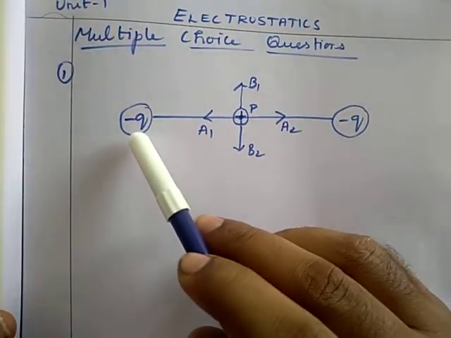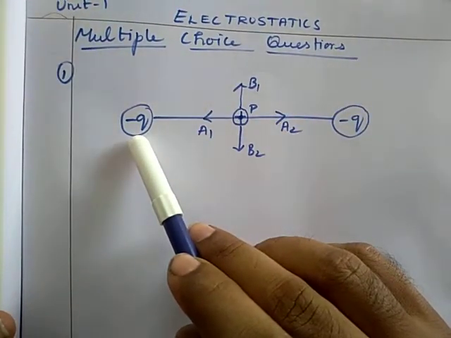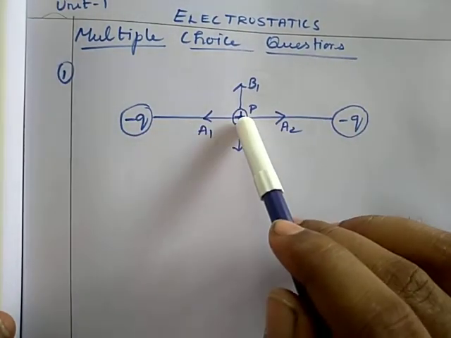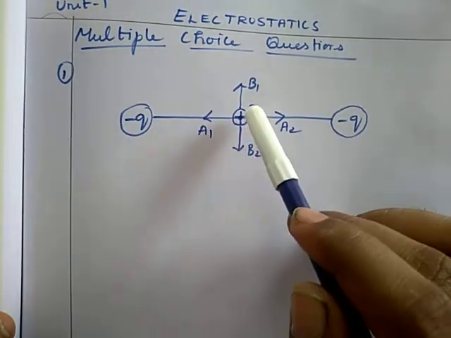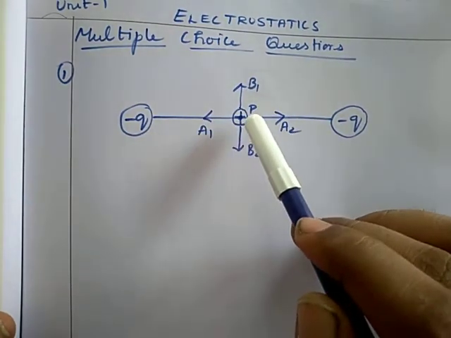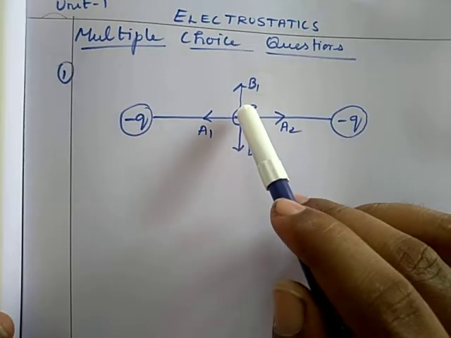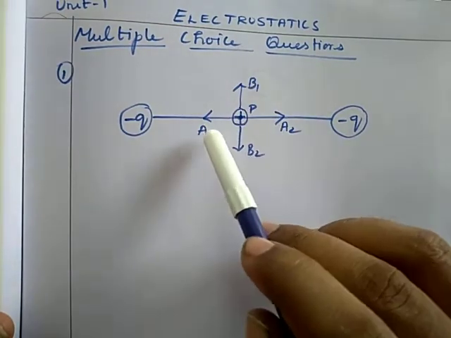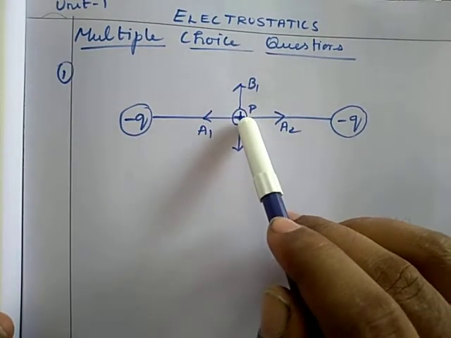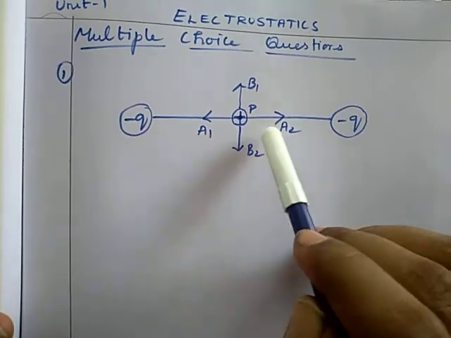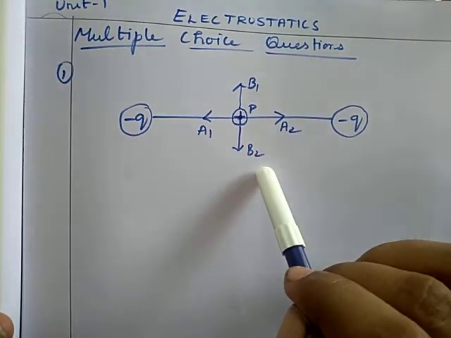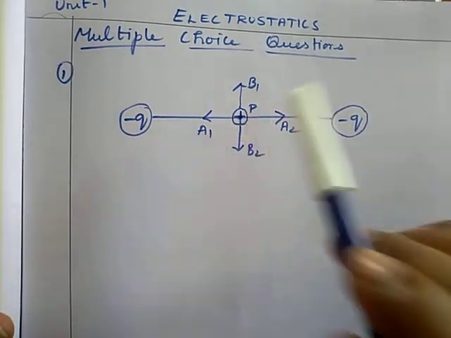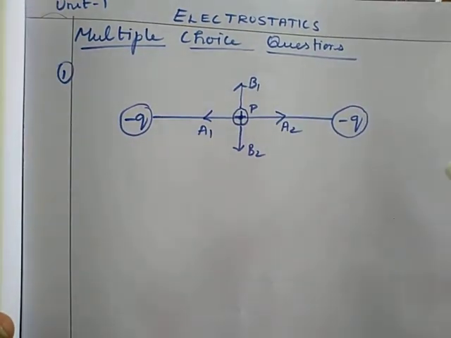See, here there are two identical charges, minus q, placed at a distance. At the midway between these two point charges there is a point P. At that point we are placing a charge plus q. Okay, here some arrowheads are there. If suppose the charge moves towards A1 or A2 or B1 or B2, in which directions will the charge be stable? Okay, we need to know what is stable.